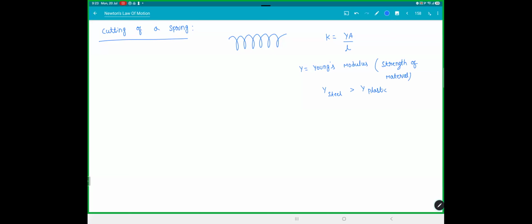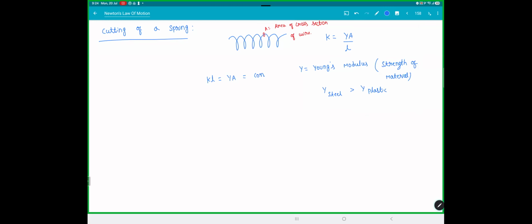So that Y depends on the material. A is the area of cross section of the wire. How thick is the wire? So if you use a thick wire to make a spring and a thin wire to make a spring, the thick wire will be stronger. L is your length of the spring. So when you're cutting a spring, Y will not change, area will not change, right? So K into L, which is Y into A, is constant. How we got that formula, we will see in a different chapter, but for now, you need to know. So K into L is constant.